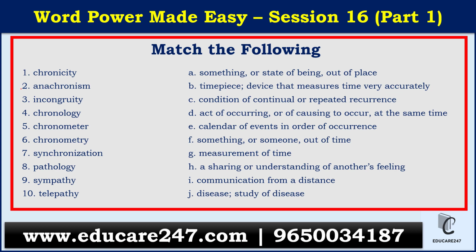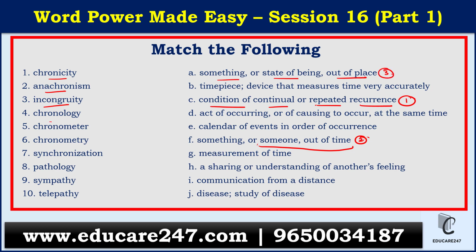So first we have is chronicity. So chronicity was basically something which is occurring for long period of time. So which is condition of continual or repeated recurrence would be termed as chronicity. Next was anachronism. So anachronism was something which is old fashioned or something or someone out of time, I could say. So it will be termed as anachronism. Incongruity. Incongruity means incompatibility. So basically something which is state of being out of place, means it's not compatible. Now this is a 3.